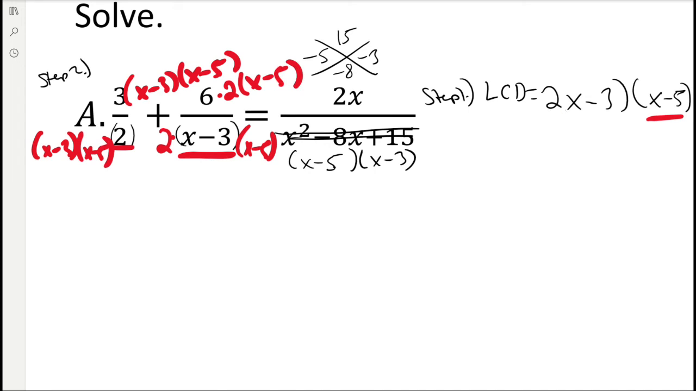And the third fraction is only missing a 2. So I'm going to go ahead and give it a 2. I'm going to do it over here, times that by 2, and then times this by 2.